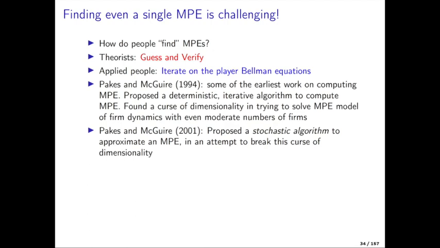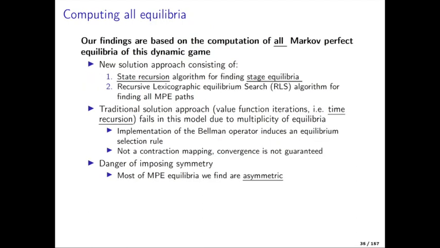So this is where John, Fedor and I tried to work on an algorithm that could be more systematic in coming up with starting values. Our findings in this paper are really based on the computation of all the Markov perfect equilibria of this dynamic game of Bertrand price competition and leapfrogging investments. Our ReStud paper develops a new solution approach consisting of a state recursion algorithm for finding all stage game equilibria, and a recursive lexicographical search algorithm that finds all the combinations of potential equilibria along all the Markov equilibrium paths.